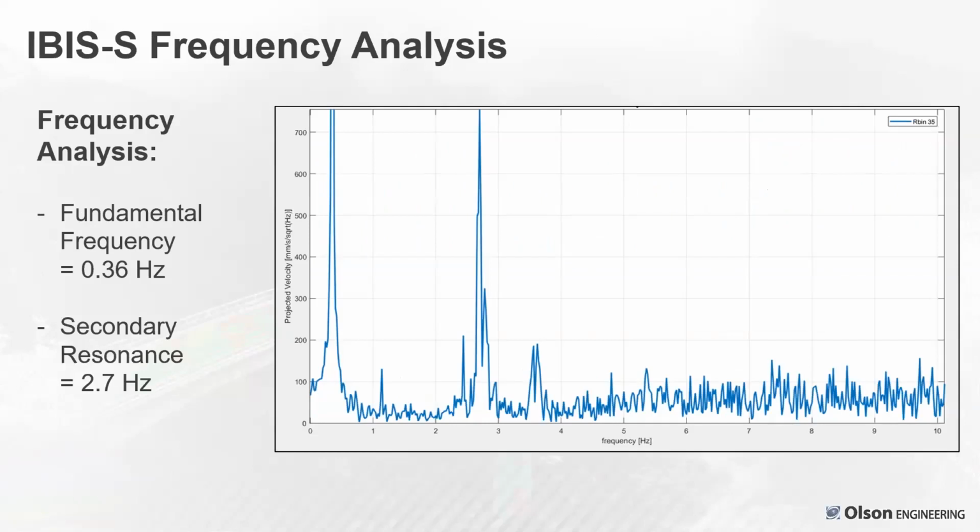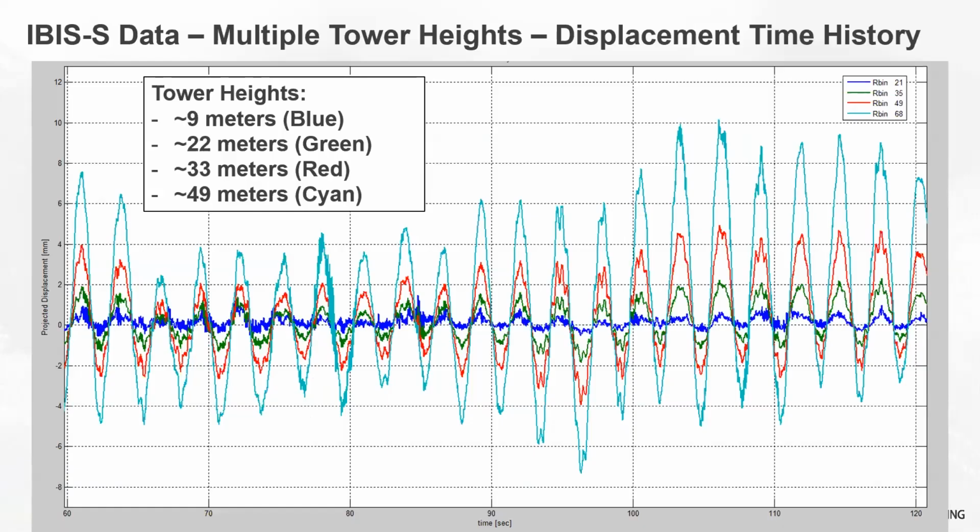Doing the Fourier transform, we could look at the resonant frequencies of the tower. Each of the towers we looked at had a very consistent resonant frequency of 0.36 hertz. There was a secondary frequency at about 2.7 hertz. And I couldn't get this to scale very nicely, but this peak is about 3 times as high as the secondary peak. This is data from the 4 different points along the tower height, all shown at once.